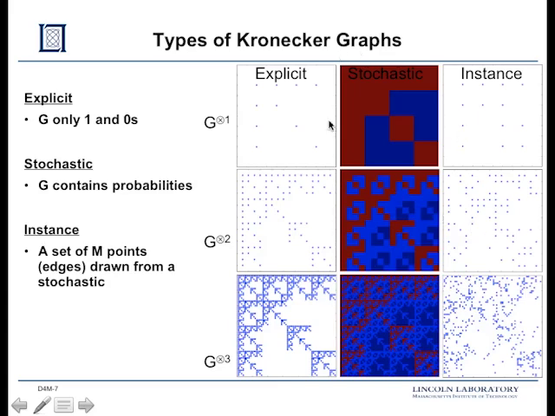So when we talked about Kronecker graphs, there are three different types here. This one is very easy to do theory on. You can do theory on this too, although it tends to be a little bit more work. And likewise, when you're doing simulations, usually you end up with Kronecker graphs like this.